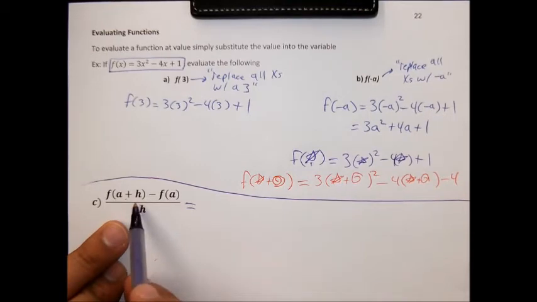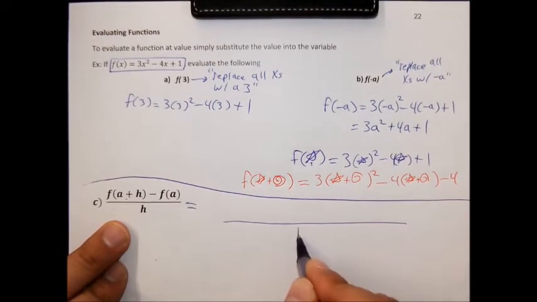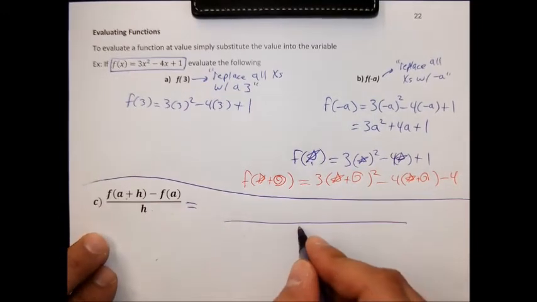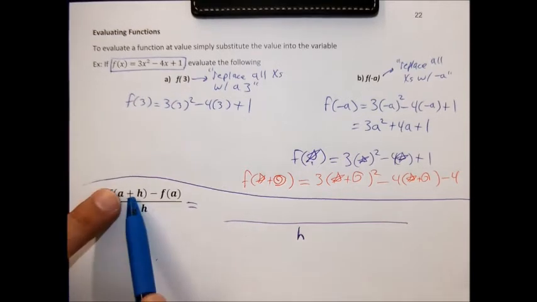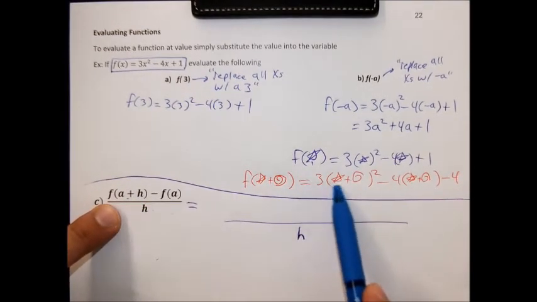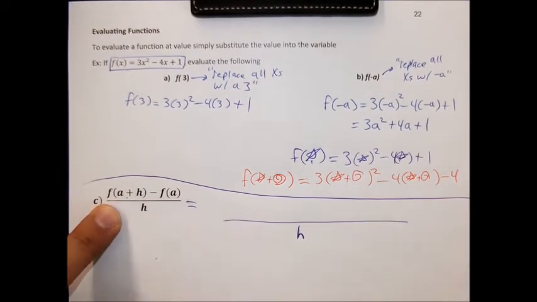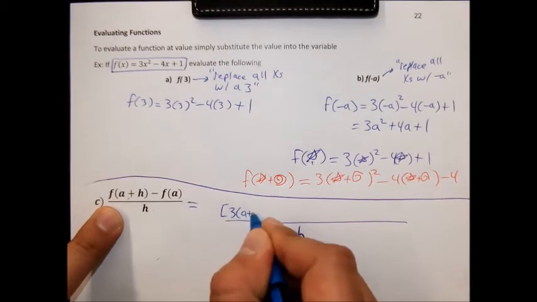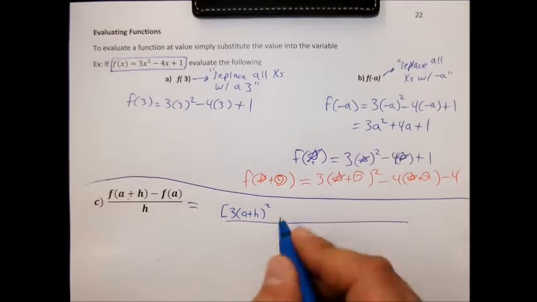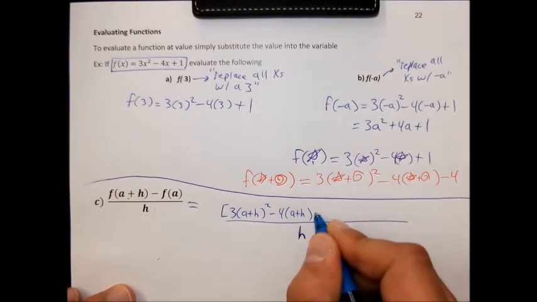And so if we want to handle something like this, I'm just going to go ahead and write out the fraction part first. It's going to be a fraction, and the h is in the denominator, right? And let's think about what f of a plus h looks like. It's going to look a lot like this f of star plus squiggly. We're going to take out the x and put in an a plus h. And so that's going to look like this. We'll have 3 times a plus h squared minus 4 times a plus h plus 1.